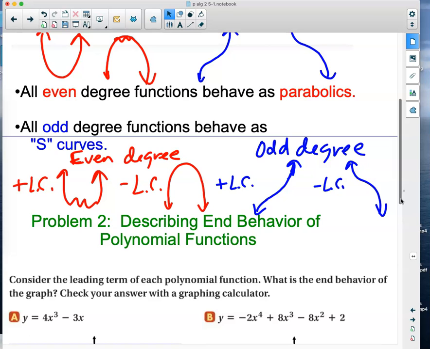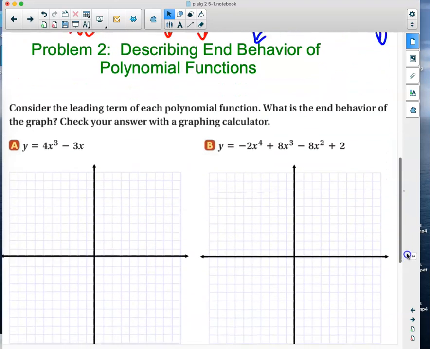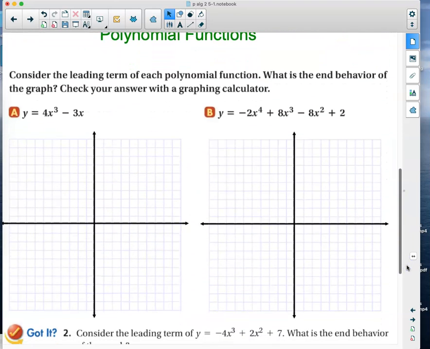So problem 2 says describing end behavior of polynomial functions. Consider the leading term of each polynomial function. What is the end behavior of the graph? And then check your answer with the graphing calculator.